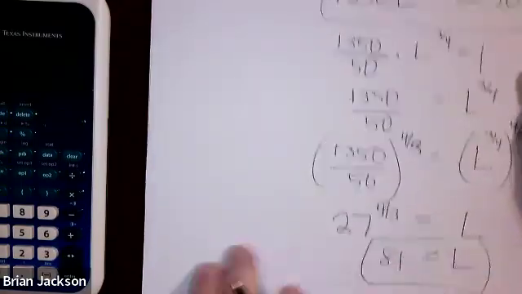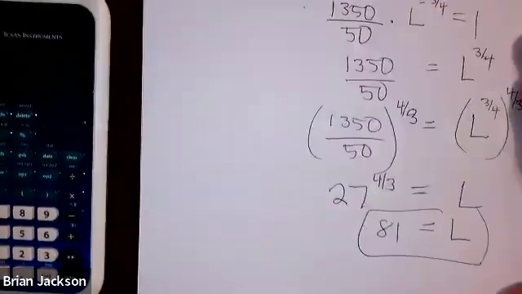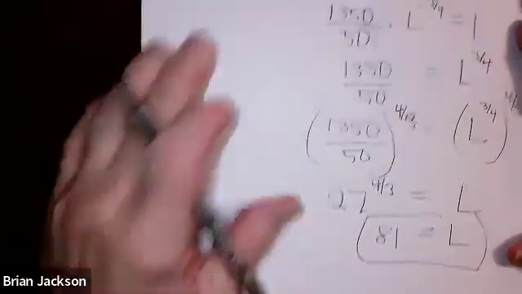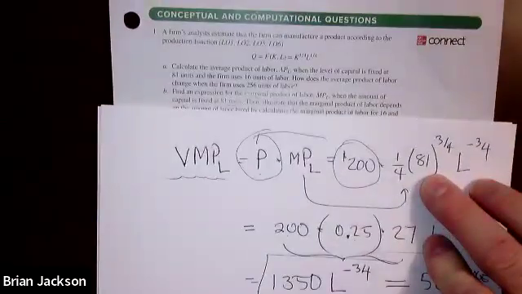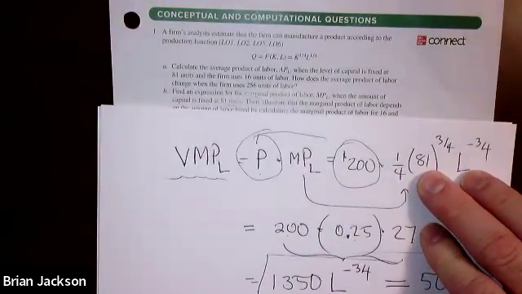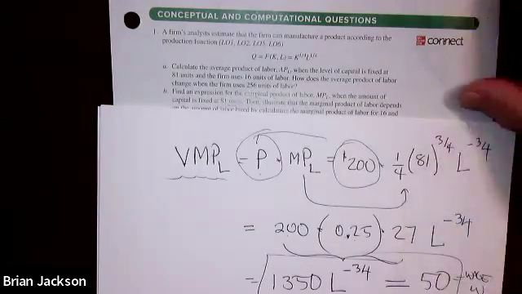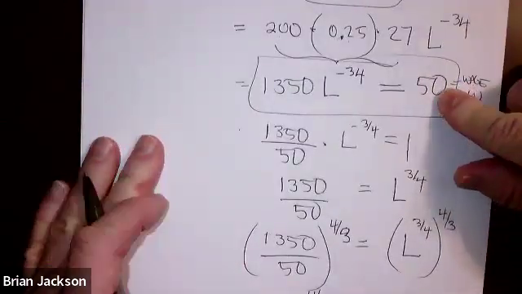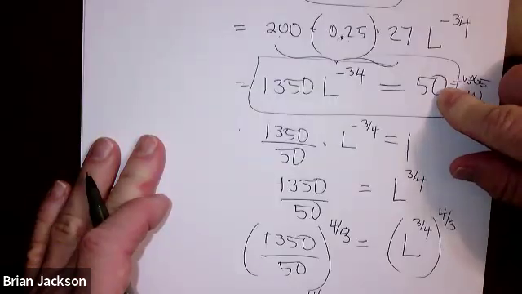So what's the significance of that? You want to hire 81 workers, or 81 units of labor, if you have 81 units of capital. It just so happens to work out that way in this problem here, if you're paying your workers $50 an hour, or $50 per unit of labor.